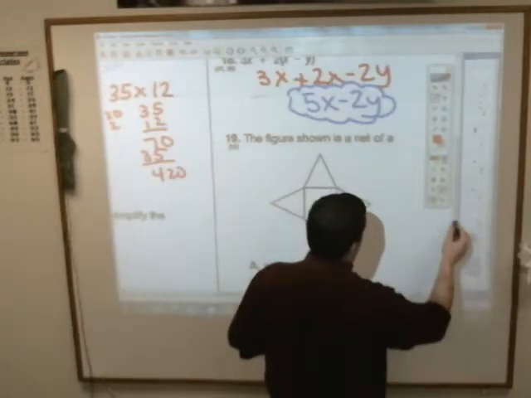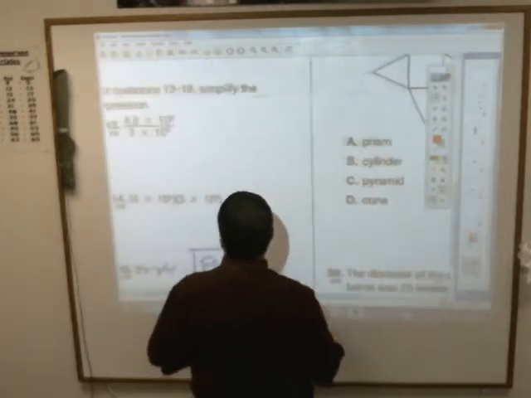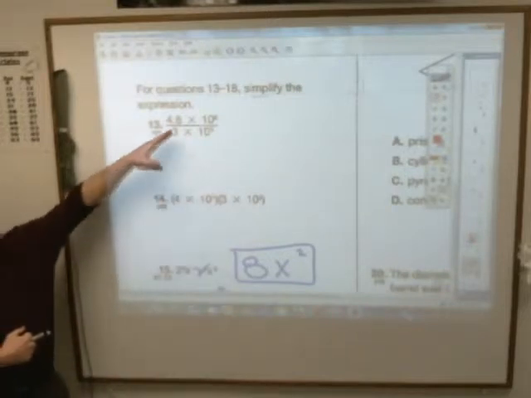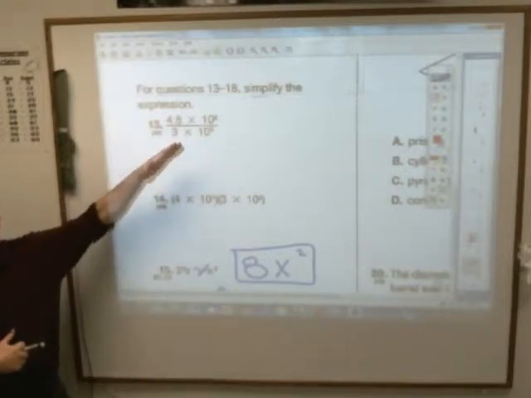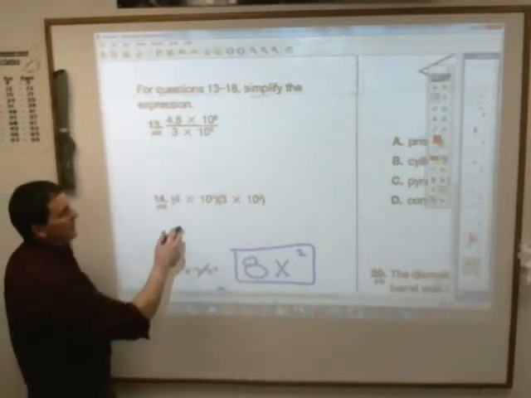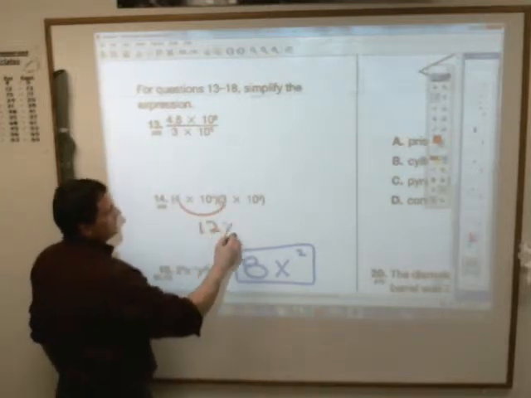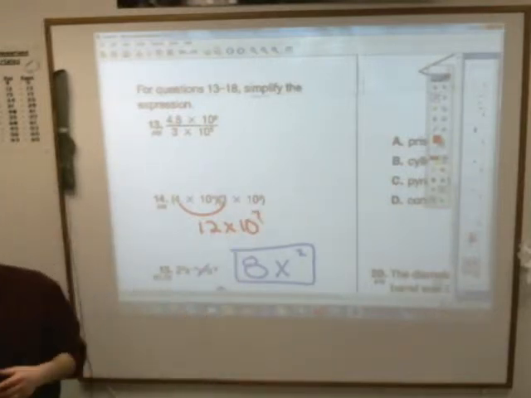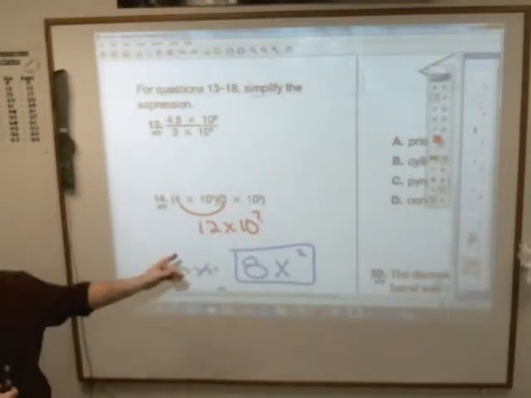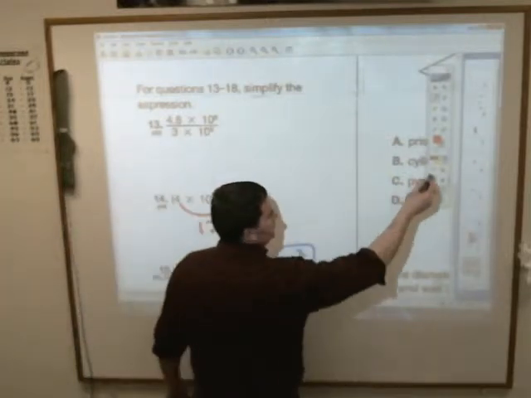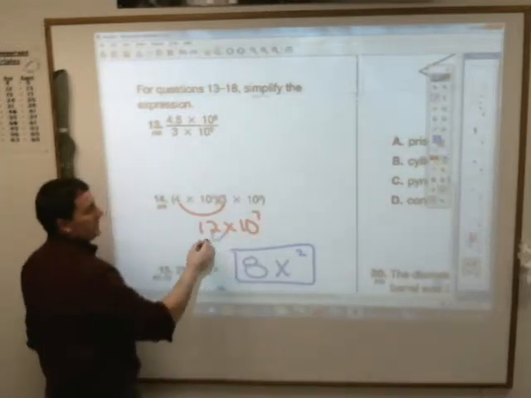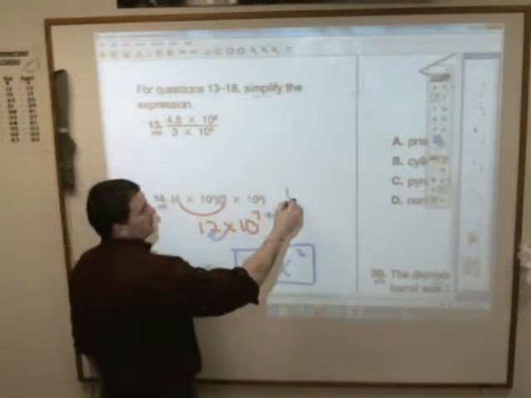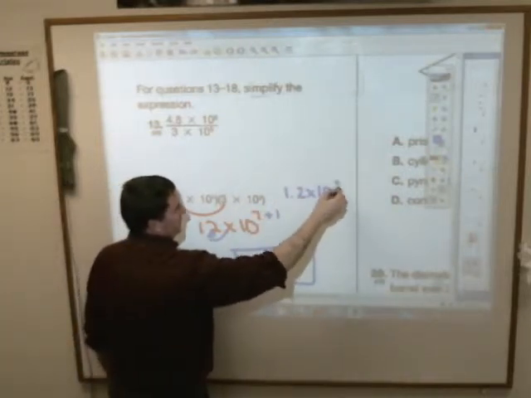I do know that as I was walking around, I saw a bunch of you get these scientific notation problems wrong. Make sure, if they give you something in scientific notation, your answer must be in scientific notation. For example, if you ended up with, on this problem, 12 times 10 to the 7th, that's the right answer in the wrong form. This number has to be between 1 and 10, so you need to move this decimal back a place. Making this one smaller makes this one larger, so your answer should be 1.2 times 10 to the 8th power.